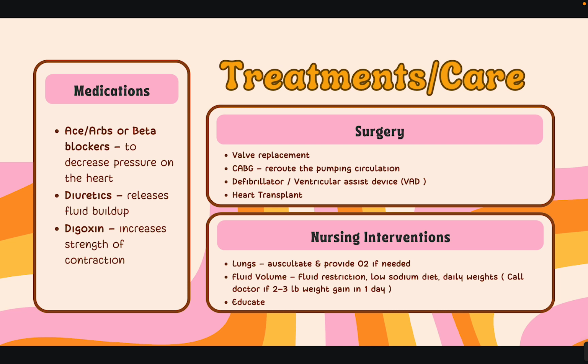Okay, so like I said, depending on the heart failure, how severe it is, and what caused the heart failure for this specific patient, surgeries might be a recommendation. So if they have a valve problem, they could have a valve replacement. They could have a CABG, which is rerouting the pumping circulation. Sometimes when they have blocks, you could see a patient getting either a defibrillator or a ventricular assist device. And then sometimes patients will need a heart transplant, especially those patients with specific heart defects. They most likely will need a heart transplant.